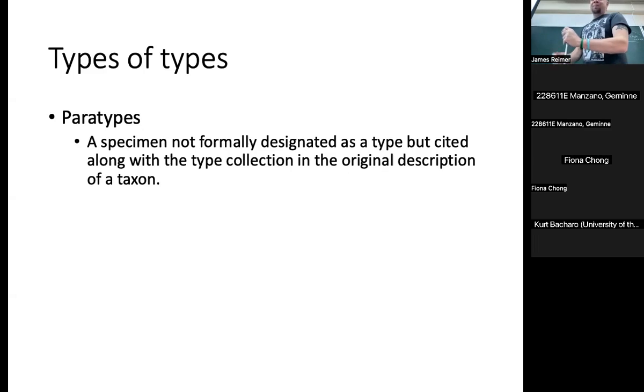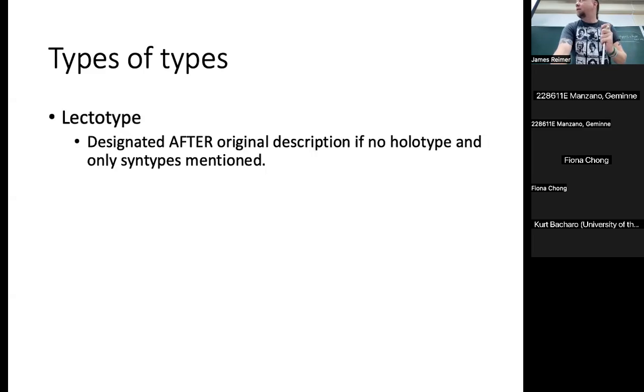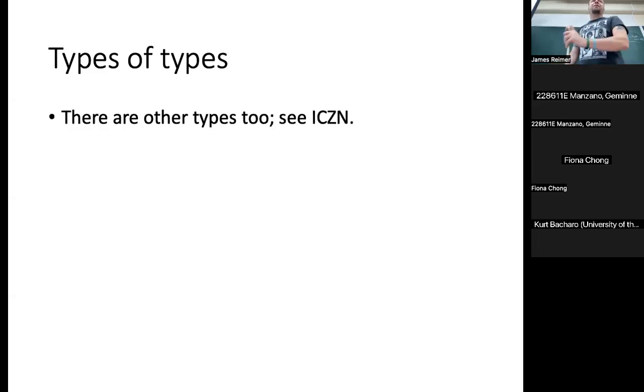Okay. Let me make sure I put the order right. I didn't think about the order too much. Holotype, syntype, paratype, lectotype, neotype. So there's other types too. So please see the ICZN.